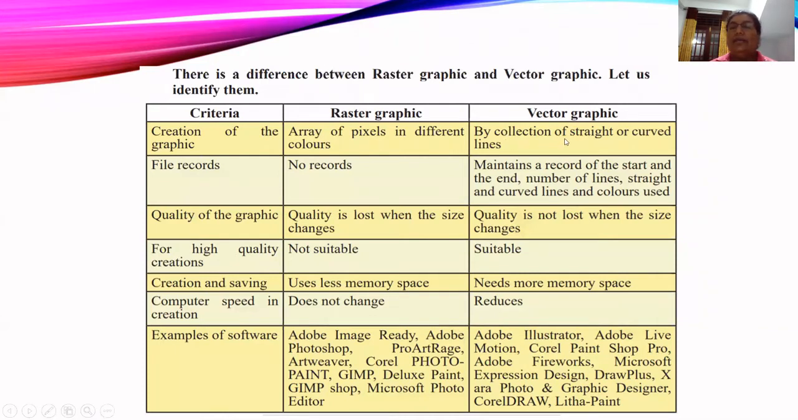So a collection of straight or curved lines. Can you remember those lines, right? So those blue color lines, right? There are a lot of lines to create the vector graphic. So a collection of straight or curved lines, right?